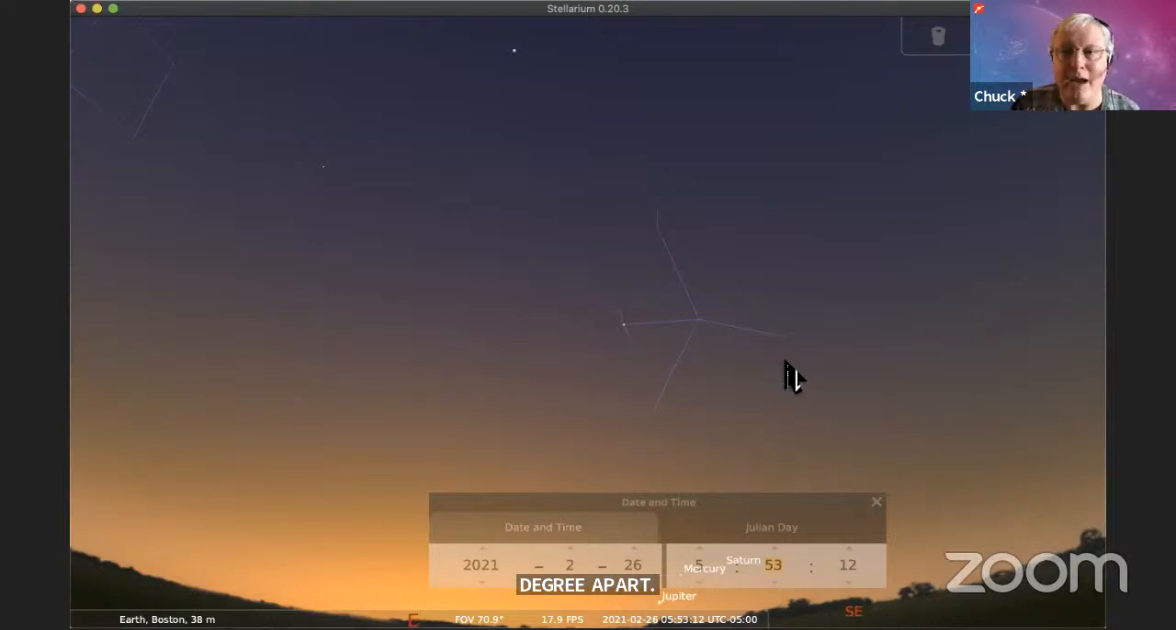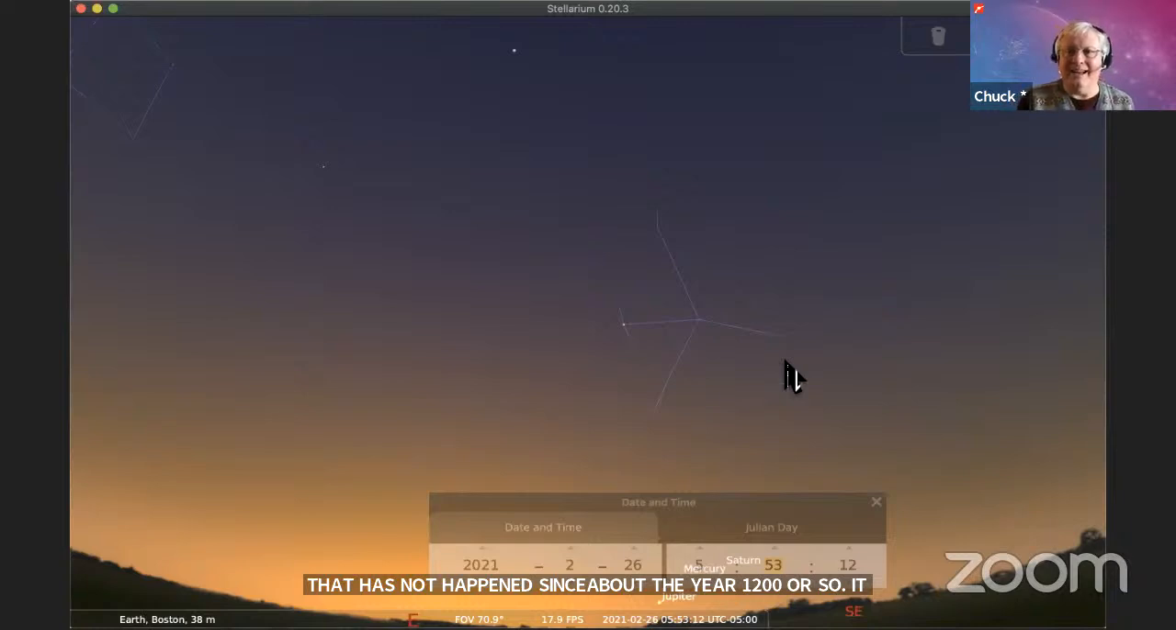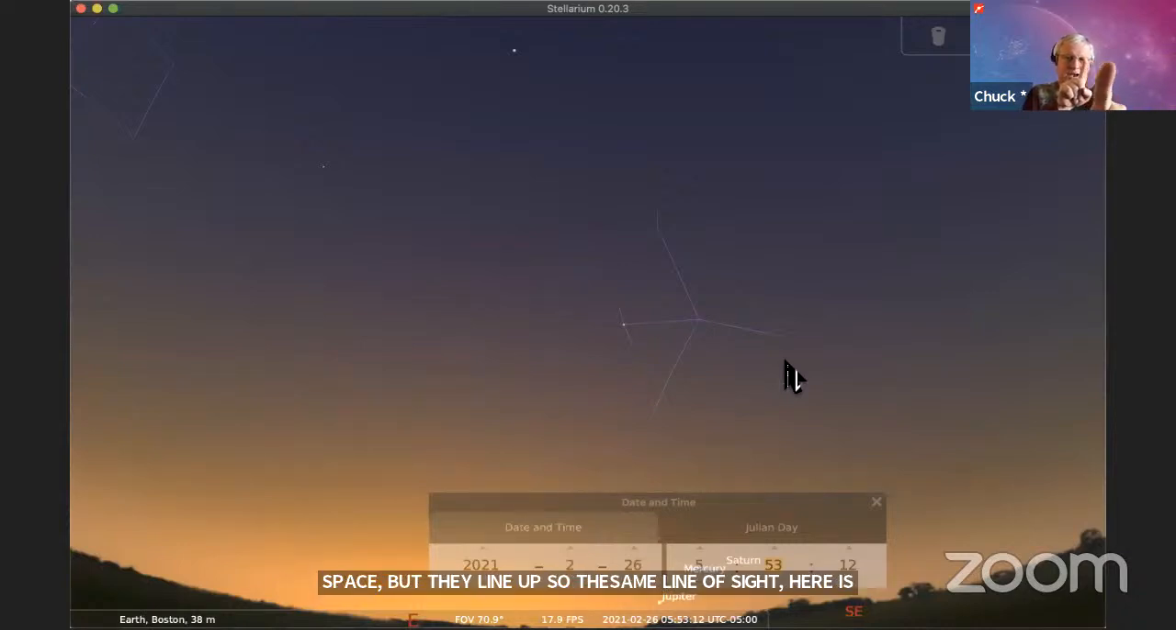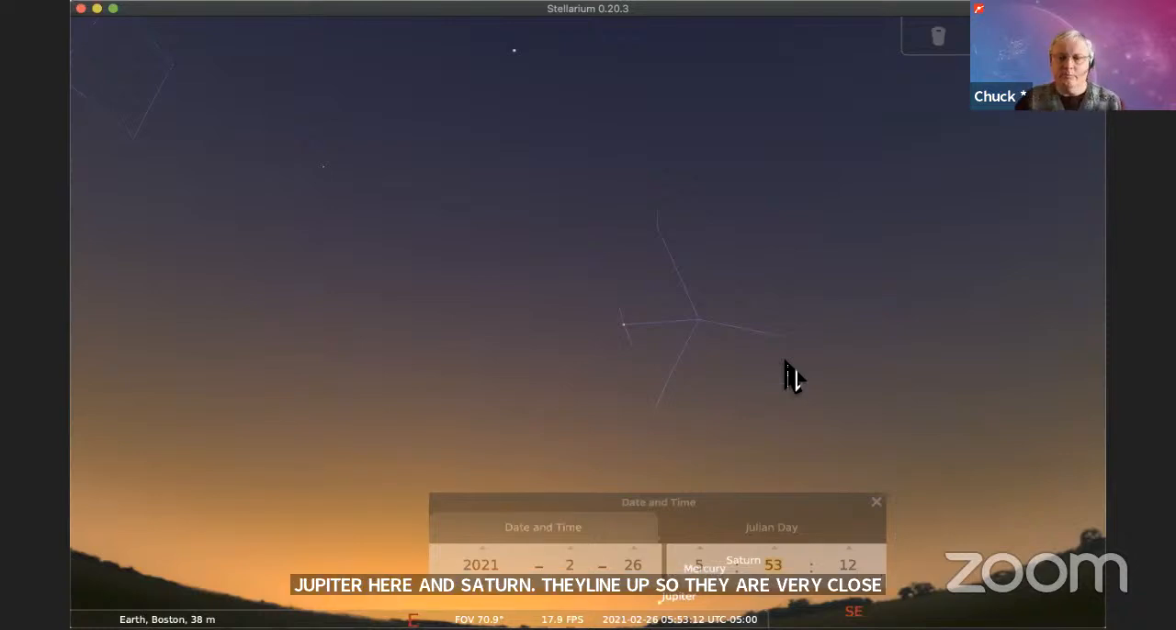Now, these planets were not actually physically close together in space, hundreds of millions of miles apart, but they lined up so that the same line of sight, say here's Jupiter here, and here's Saturn, they lined up so that they look very close together. So my fingers are actually not close together in space, but they just look that way to your eye right now.